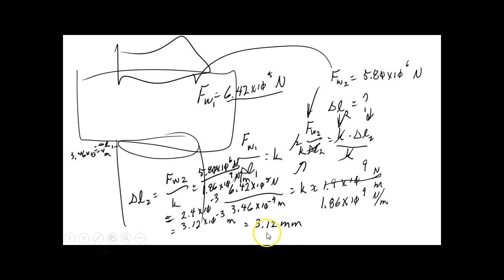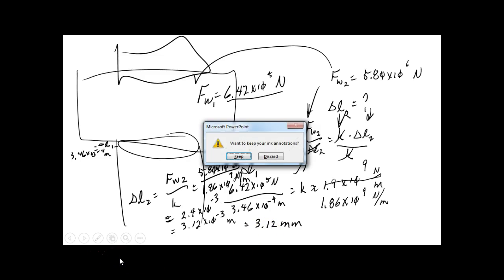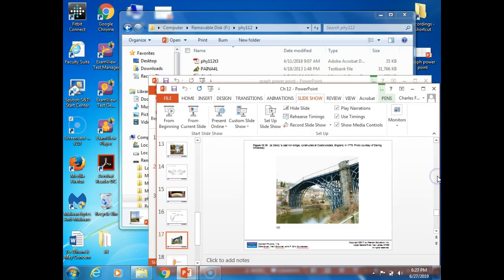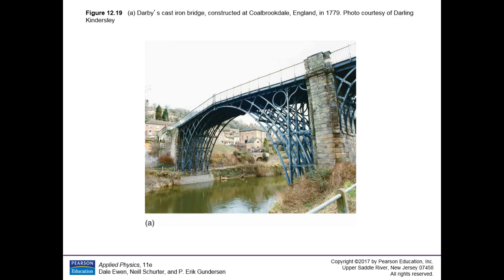So let's see if they have that. I don't think they do, but let's see if they do. Let's get out of this slide and see if they have that one in the other slide set. Yes, there it is. We'll go from current slide. There is Darby's bridge. That bridge, they said, was built in 1779, and it looks like it's still operating today. Pretty good. Okay?